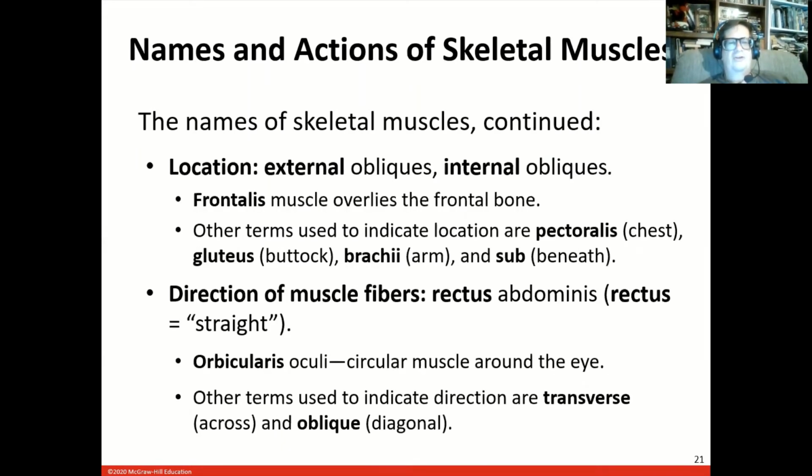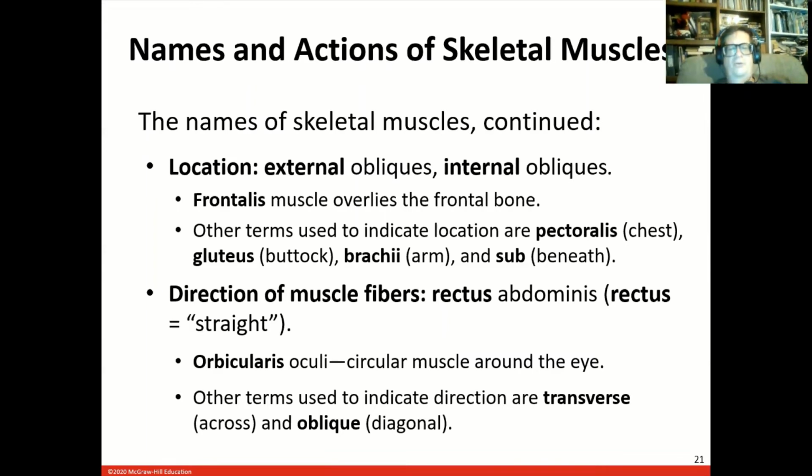All right, you could name them where they are. There you go. External or internal, frontalis, pectoralis, gluteus, brachii. The full name of the biceps is the biceps brachii.